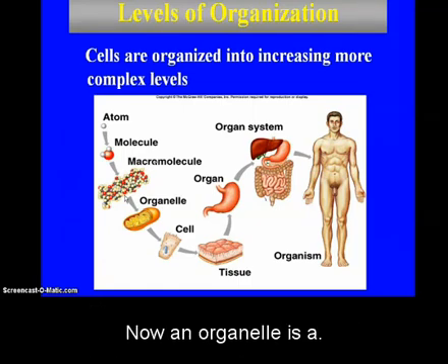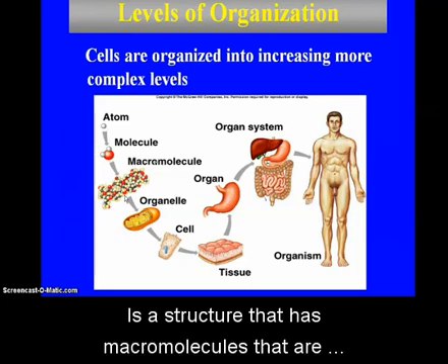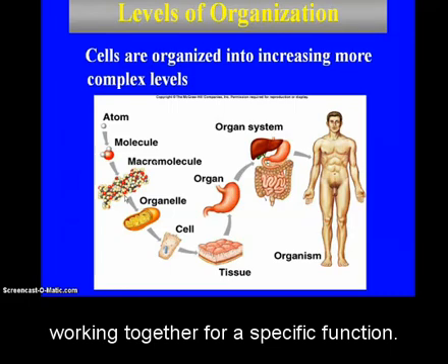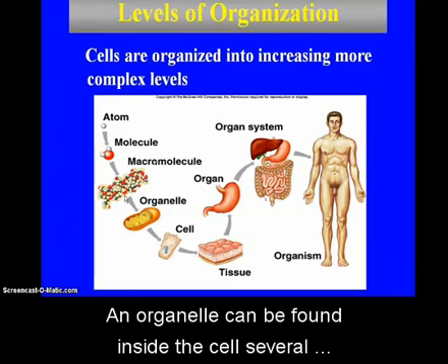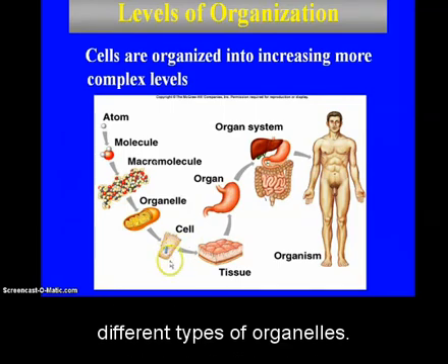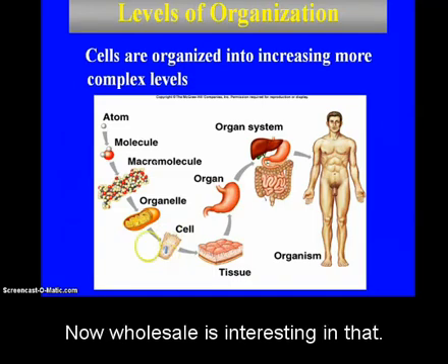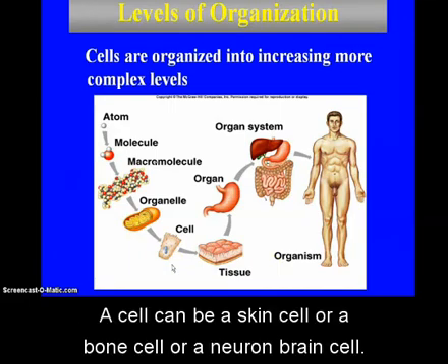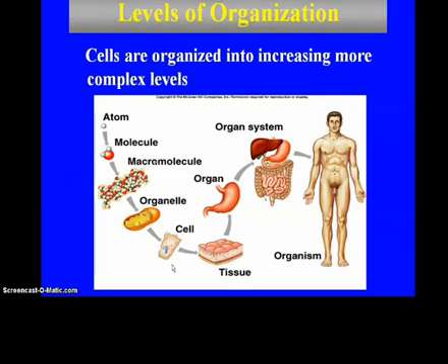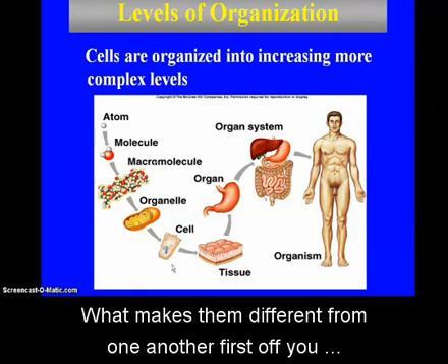Now, an organelle is a structure that has macromolecules working together for a specific function. Organelles can be found inside a cell. Several different types of organelles are found within cells. Now, a cell is interesting in that a cell can be a skin cell or a bone cell or a neuron, a brain cell, but what makes them different from one another?